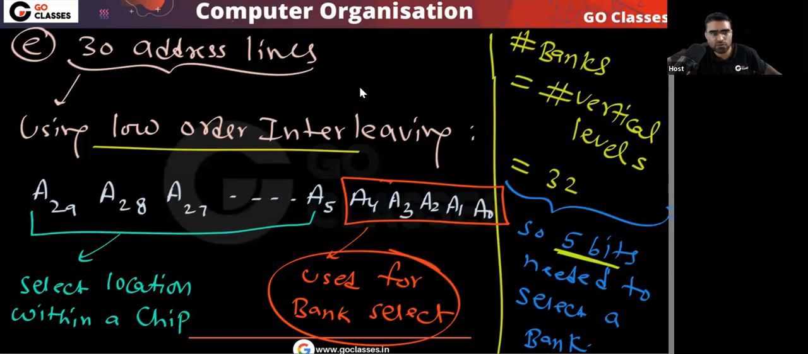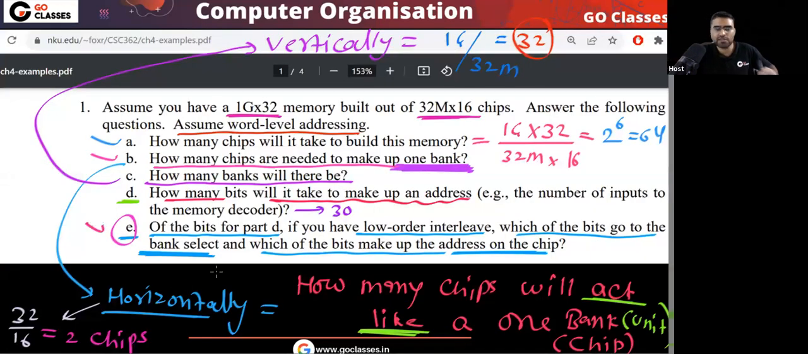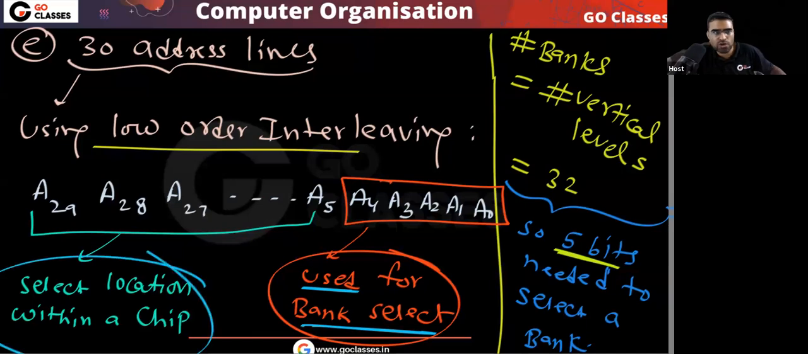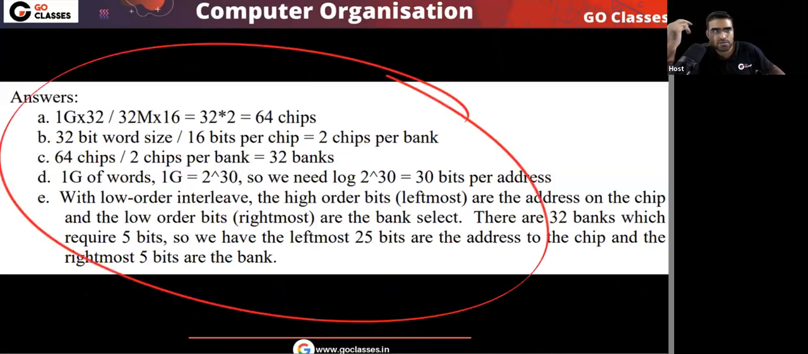Okay, so that's it. This is what part E is asking. Did you understand part E? Part E is asking, if you use low order interleaving, then which bits will be used for bank select and which bits will be used to select the address on the chip. So these 5 bits will be used for bank select, and the remaining bits will be used to select the location within a chip. These are the answers for the previous question. You can easily see.